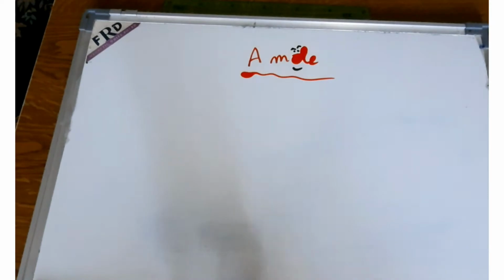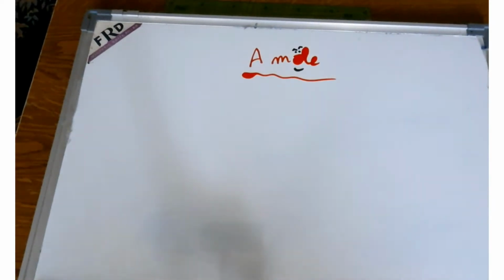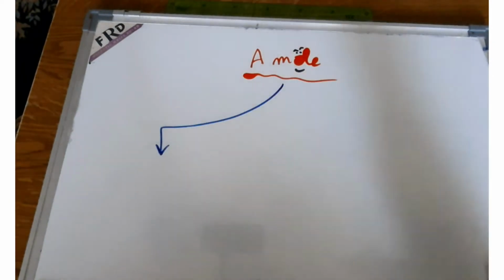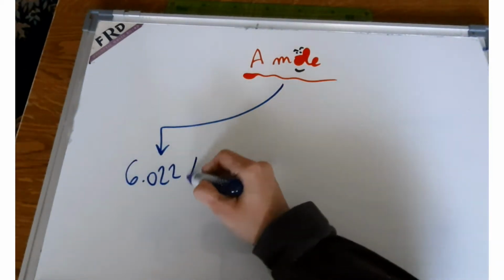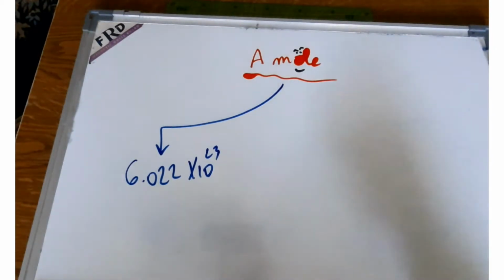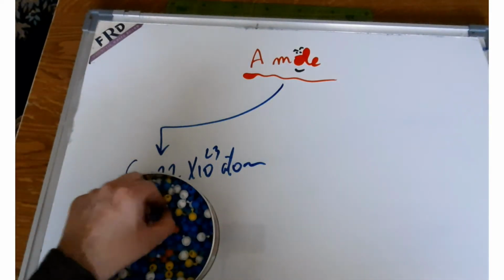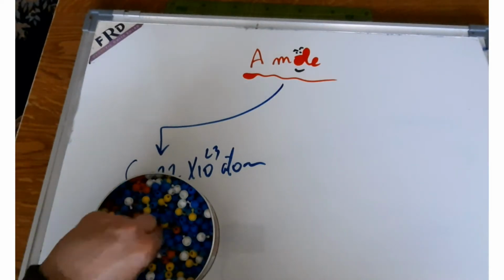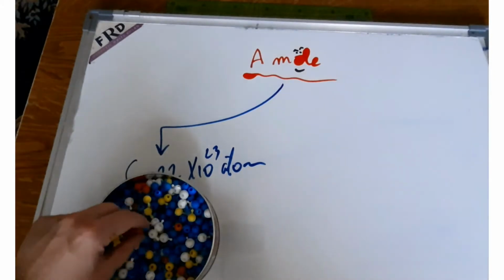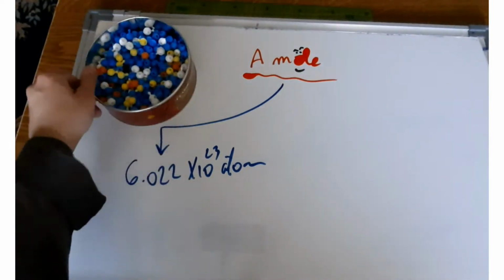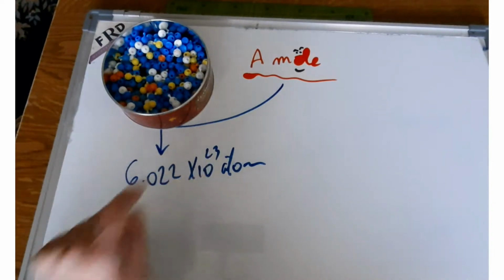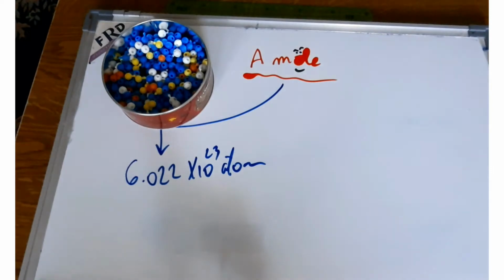As we said, one mole of anything is a huge number, and it is represented by Avogadro's number, 6.022 times 10 to the 23rd atoms. So when we talk about this container, each one of these is an atom. All these are atoms, okay? So inside this container, we have 6.022 times 10 to the 23rd atoms. So first, a mole is a quantity. This quantity equals Avogadro's number of atoms.